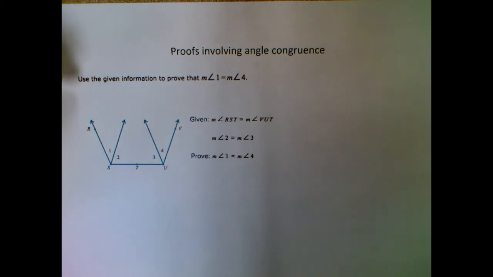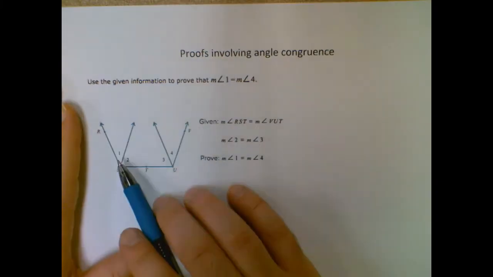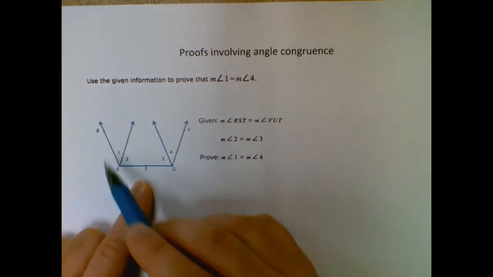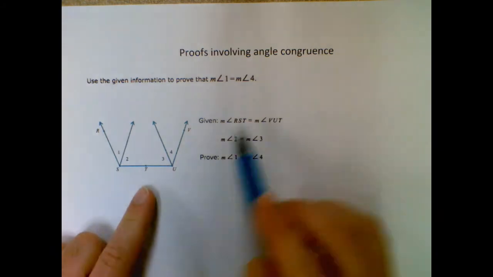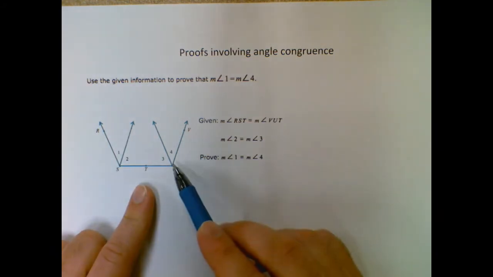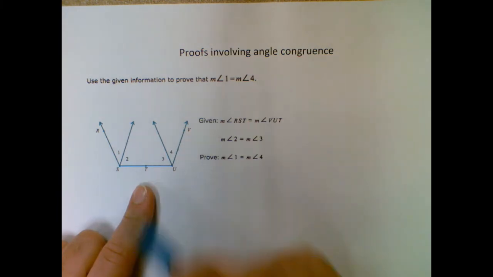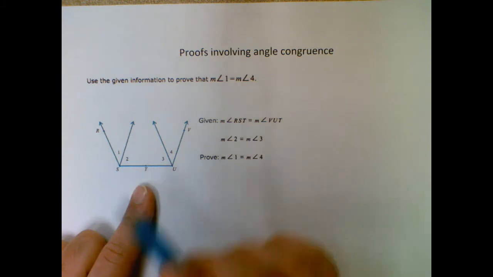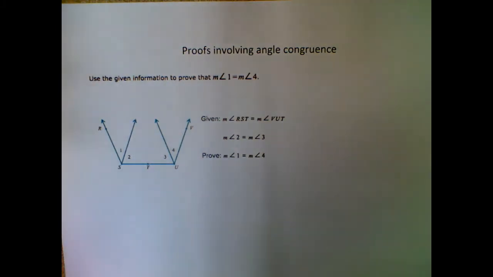Today we're going to be looking at the ALEKS topic, proofs involving angle congruence. So we're going to attempt to prove that in this picture here, angle 1 is congruent to angle 4. What I know is that the measure of RST, this large angle here, is congruent to the measure of angle VUT, the large one on the other side. And I know that the measure of angle 2 is equal to the measure of angle 3, so those angles are congruent as well.